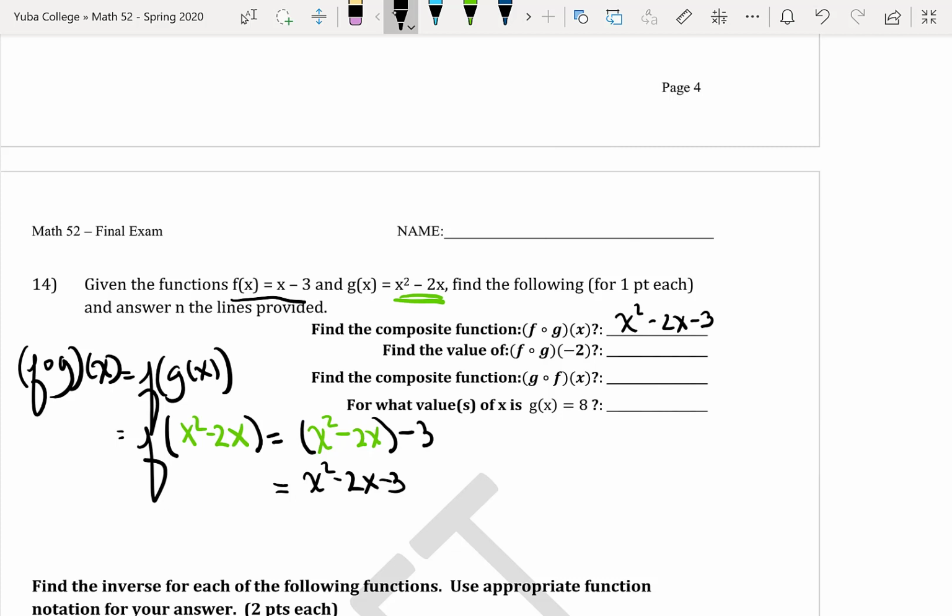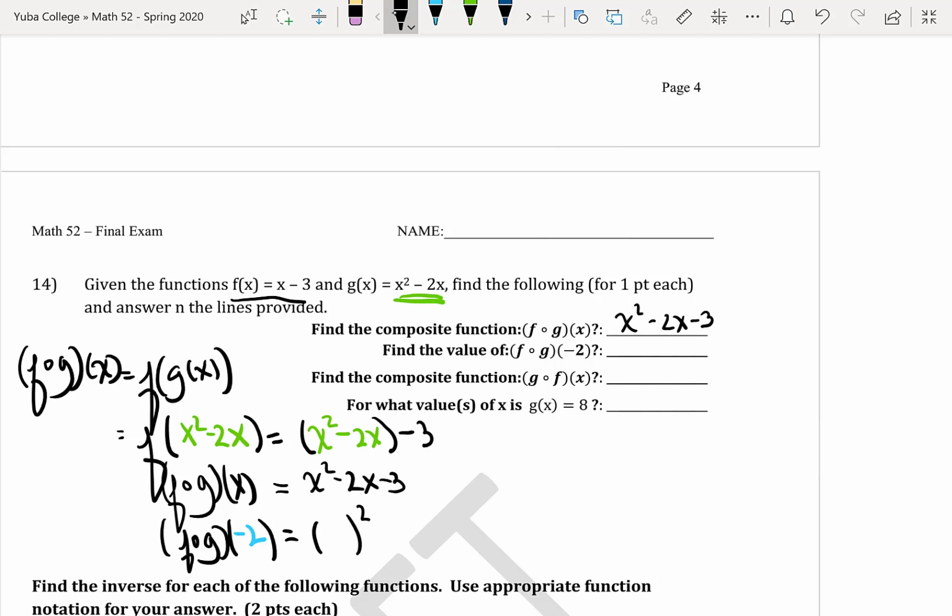wherever we see an x in that composition function, we're going to go through and put parentheses. So we have parentheses, and then we have a square, minus 2. We have a parentheses because there's an x, and then a minus 3. Go back in, replace the parentheses inside with a -2, and then use order of operations to simplify.